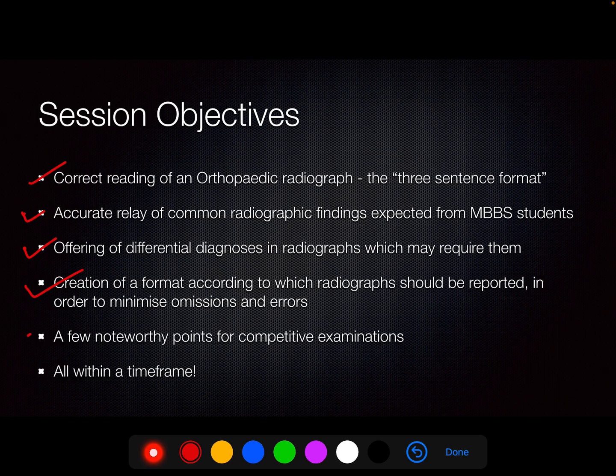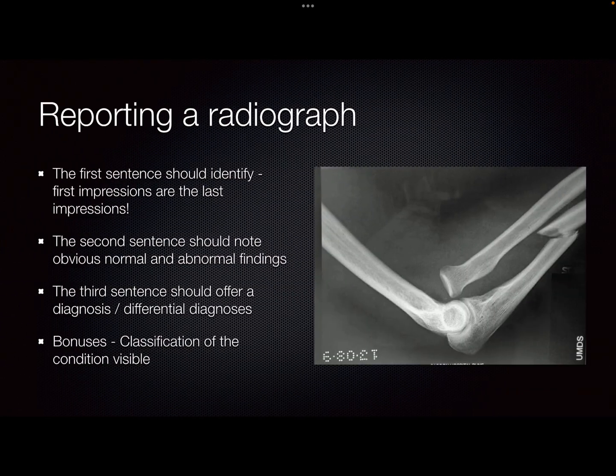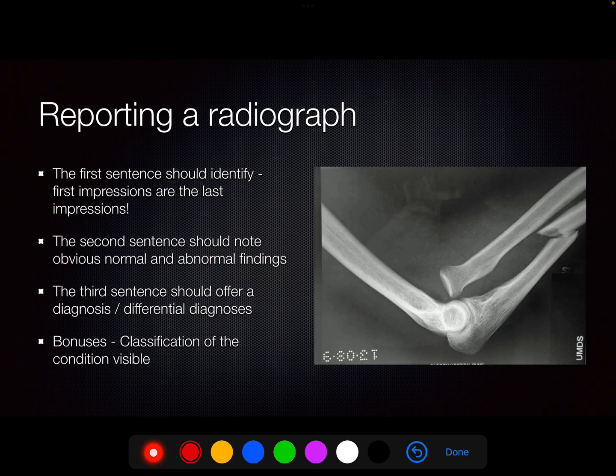I will also try to cover a few noteworthy points for competitive examinations in the upcoming sessions, and all of this of course within a time frame given your limited time that can be given to this kind of a topic. So, reporting a radiograph runs on a few basic principles, and the few basic principles are as below.